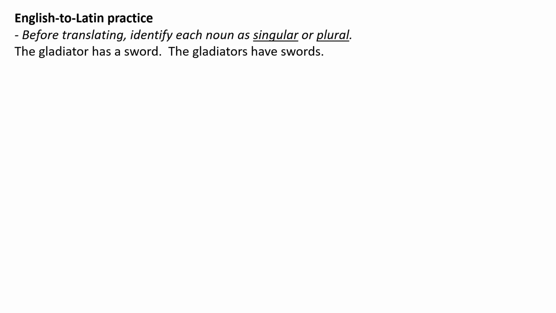So, the gladiator has a sword. The gladiators, plural, have swords, plural. The word for a sword, by the way, is gladius. Pause the video. Gladiator gladium habet. Gladiatores gladios habent. The verb is now habent because the subject gladiatores is now plural.